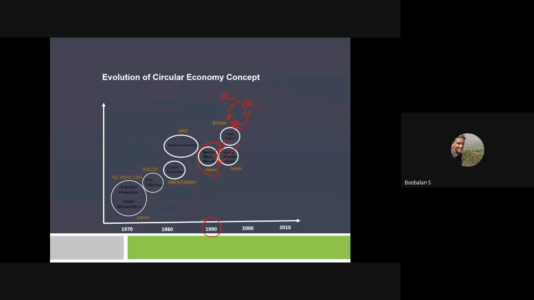Earlier than that, they would only take resource material, make a product and then dispose of it. So there were only three processes: use and throw. Take the resource material, generate a product out of it, then use it, then finally throw it. But after 1919 onwards, reduce, reuse and recycle, this concept came across. About 2010 onwards, the circular economy came. We'll see what exactly the circular economy is.